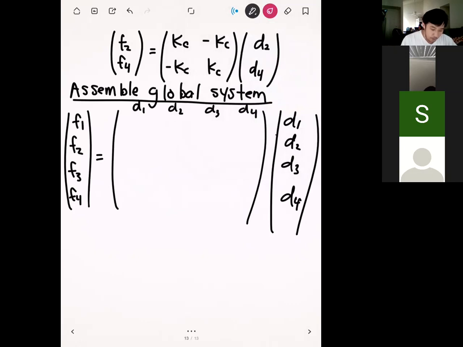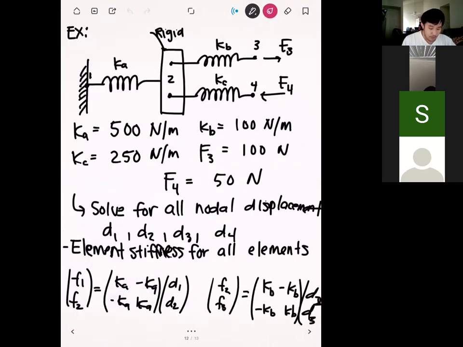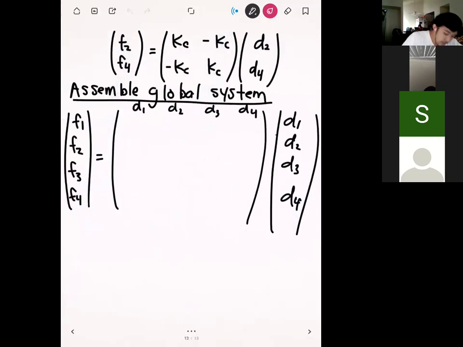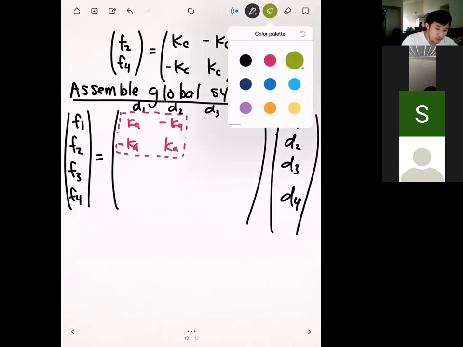Okay. And so first, let's start with element A. So element A is connected to D1 and D2. Okay. So I'm going to write that in red in here. So we have Ka, minus Ka, minus Ka, and then Ka. Okay. Right, so that's element A.